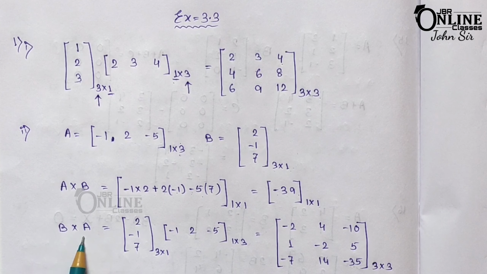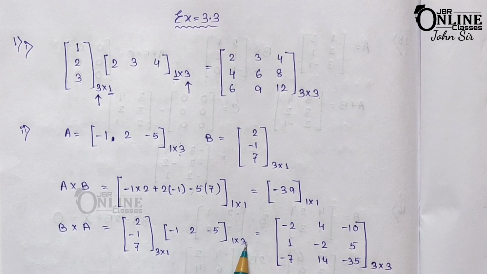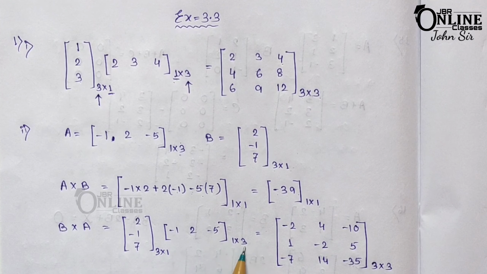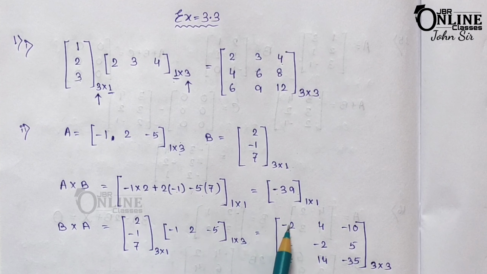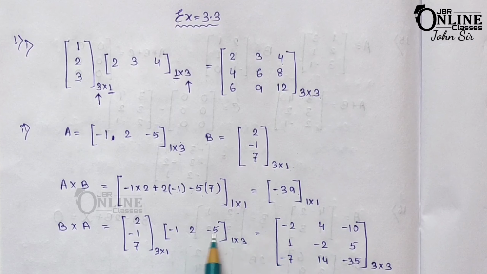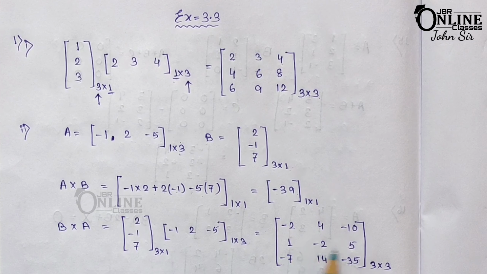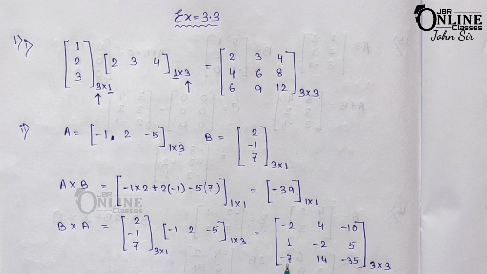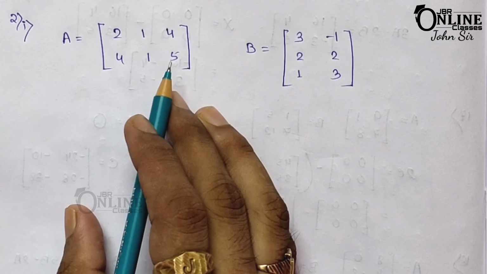Next thing, you have to find out B cross A. So for B cross A, same method as here, 3 cross 1, 1 cross 3. So the order of the product matrix will be 3 cross 3. Then minus 1 into 2, minus 2, 2 into 2, 4, minus 5 into 2, minus 10. As well as here 1, minus 2, minus 5, sorry, plus 5, minus 7, 14, and minus 35 is your answer.